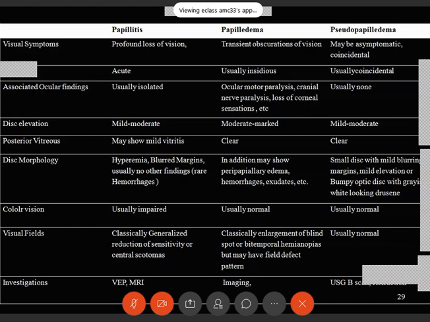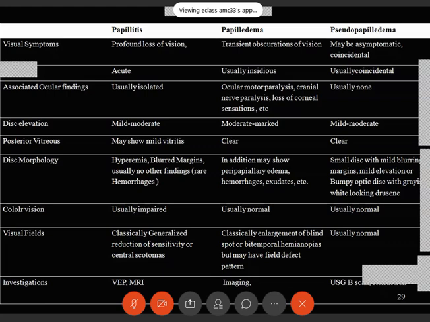Disc elevation in papillitis is mild to moderate; in papilledema it is moderate to marked, about 2 to 3 disc diameters; in pseudopapilledema it is mild to moderate. Posterior vitreous changes are seen in papillitis, but the vitreous is clear and normal in papilledema. Disc morphology in papillitis is hyperemic with blurred margins, usually with no other findings. In papilledema, peripapillary edema, hemorrhages, or exudates are seen. In pseudopapilledema, a small disc with blurred margins is present. Color vision is usually impaired in papillitis, and usually normal in papilledema and pseudopapilledema.